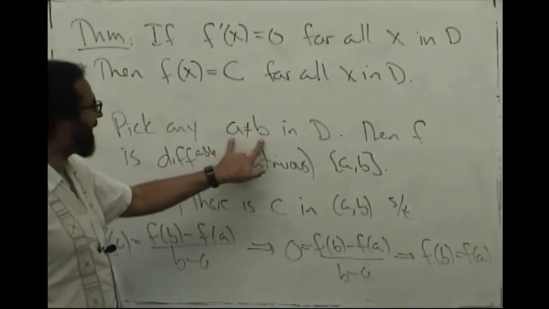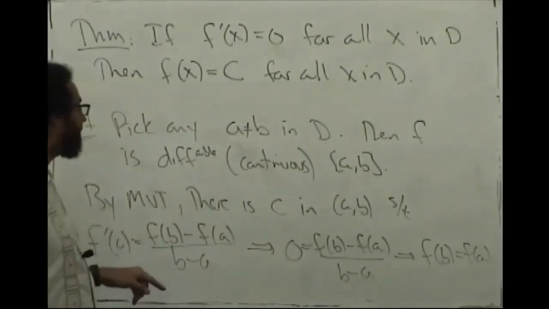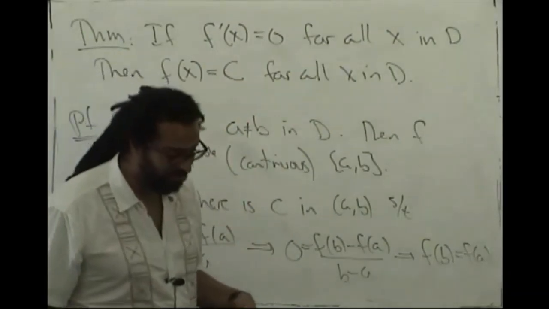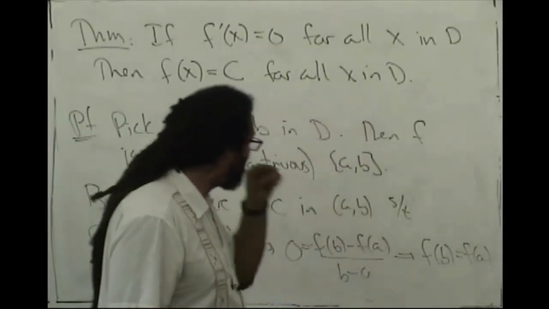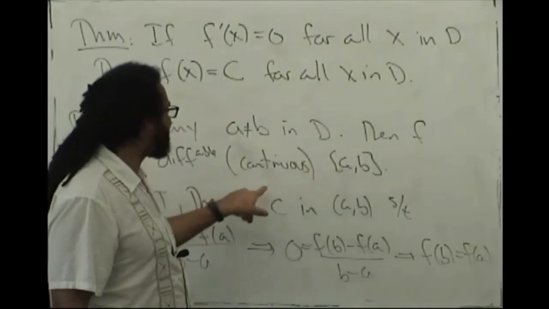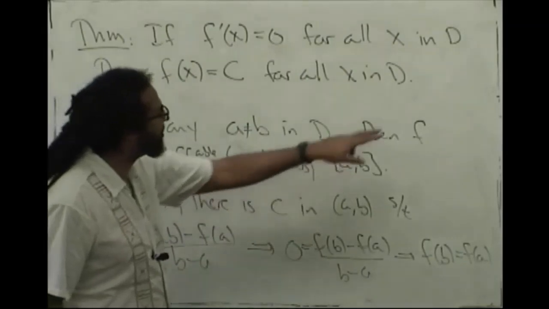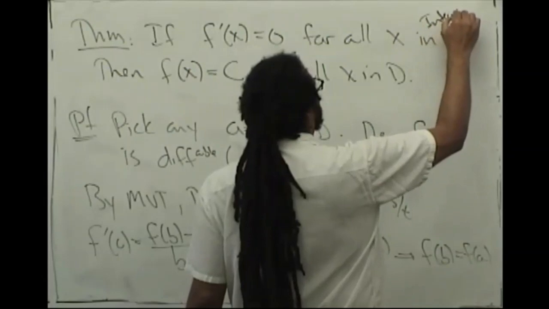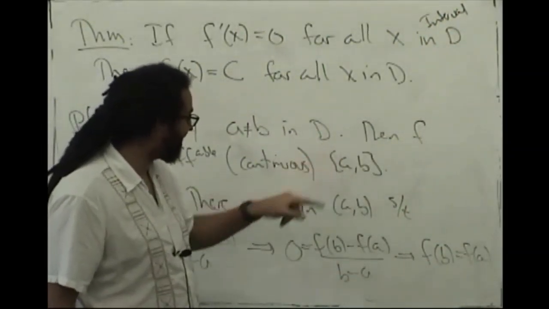So again, pick any A different from B in the domain D. So we know that F prime is equal to 0 for all X in D. In other words, F is differentiable everywhere in D, right? And so that means it's differentiable on the closed bounded interval. I mean, I guess we should assume that D is an interval. That would be helpful because we want to make sure that this thing is actually contained in D.